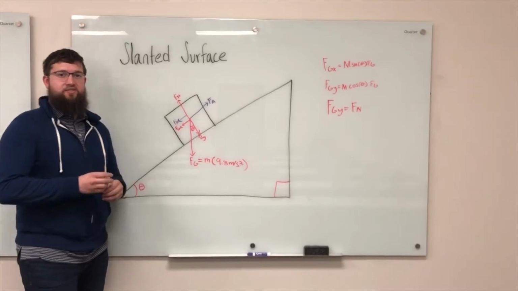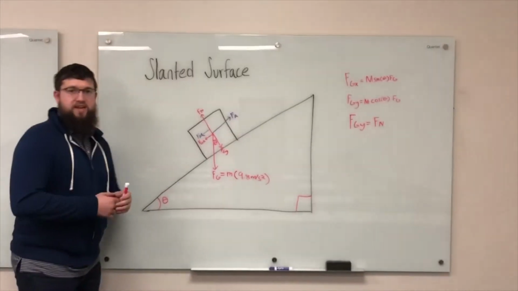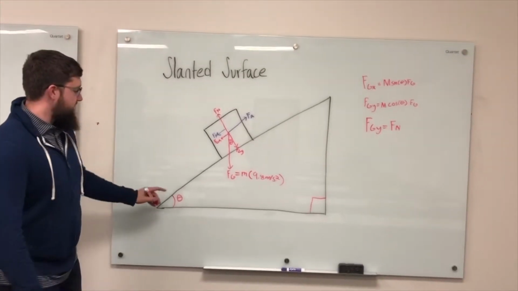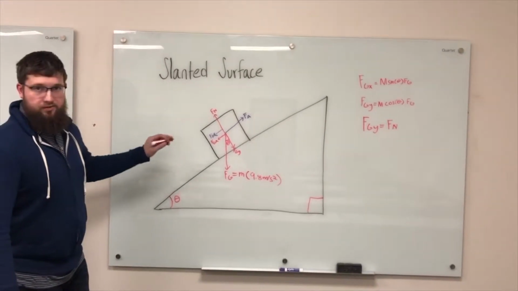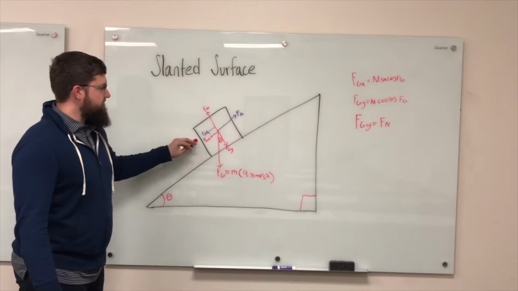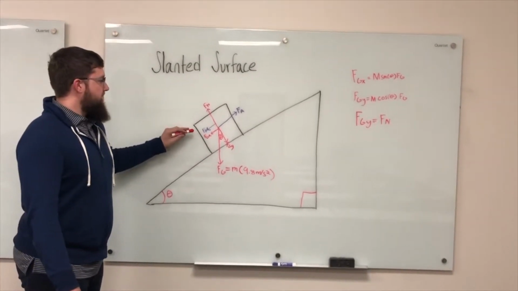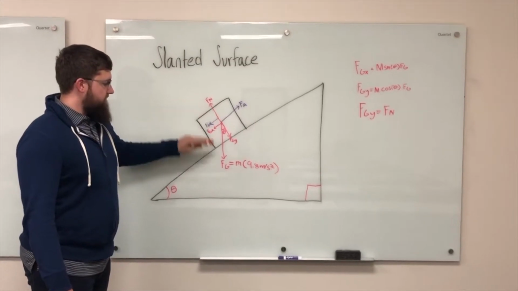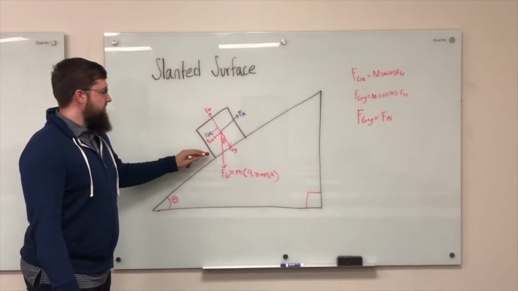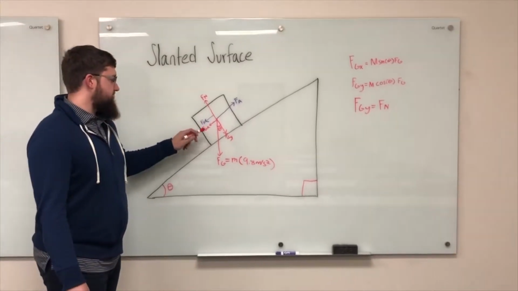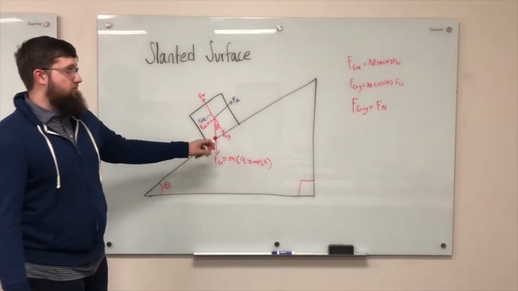So now we're going to talk about a free body diagram for a slanted surface. Now the main difference for a slanted surface versus a flat surface is that our object is now at an angle, and for the forces on our object, we still have the same force applied and the force of friction in the x direction, and we still have a normal force and a force of gravity. Now for the slanted surface, we have to separate force of gravity into its two components: force of gravity in the x direction and force of gravity in the y direction.